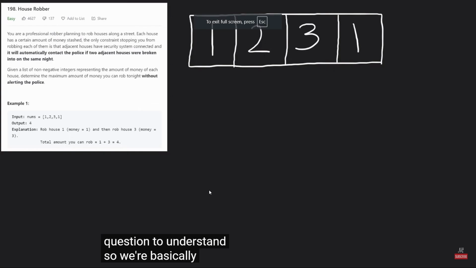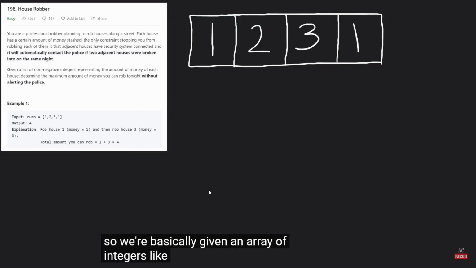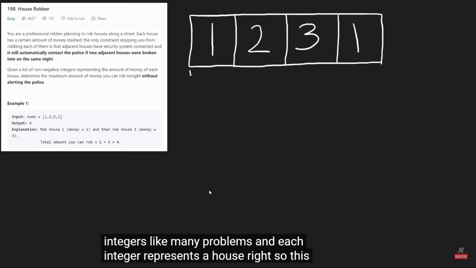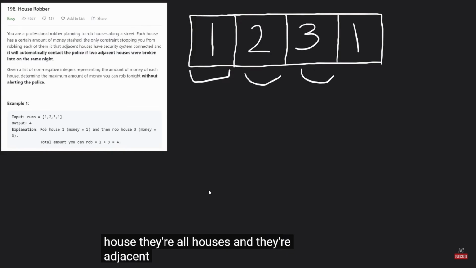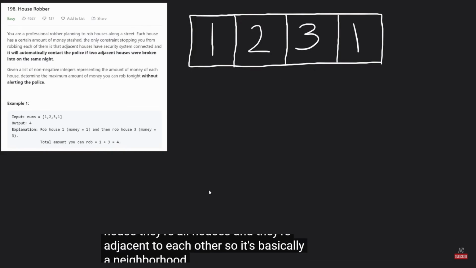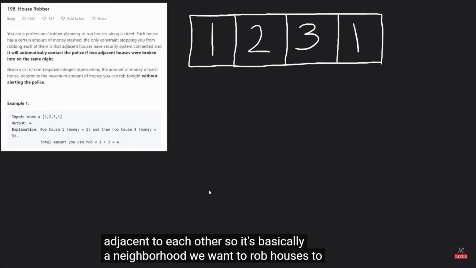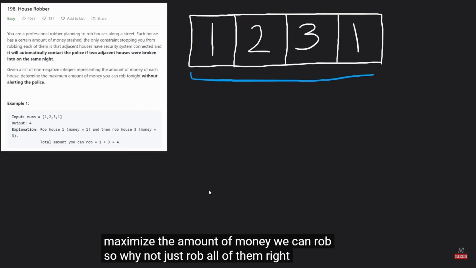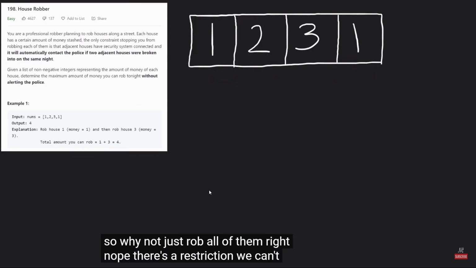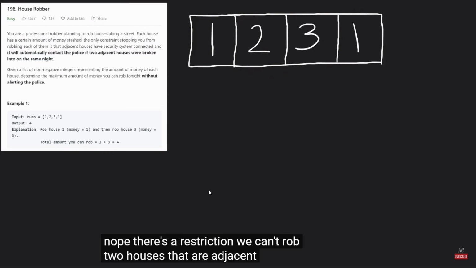So we're basically given an array of integers, like many problems, and each integer represents a house, right? So this is a house, this is a house, this is a house. They're all houses and they're adjacent to each other. So it's basically a neighborhood. We want to rob houses to maximize the amount of money we can rob. So why not just rob all of them, right? Nope, there's a restriction. We can't rob two houses that are adjacent to each other.